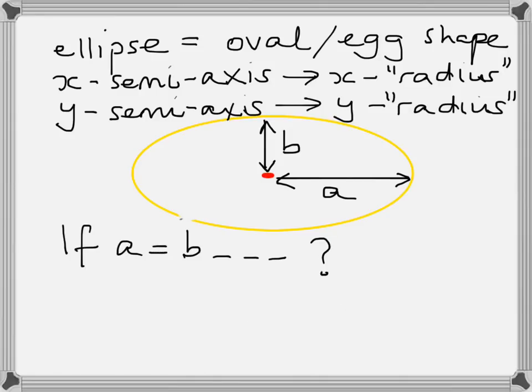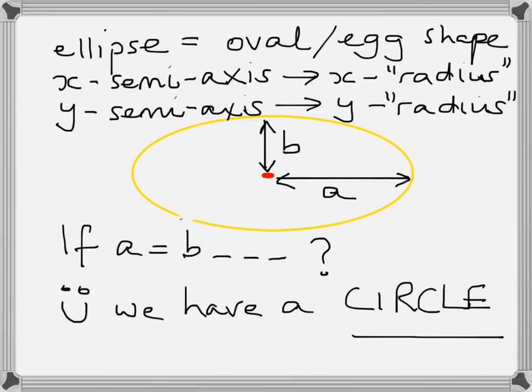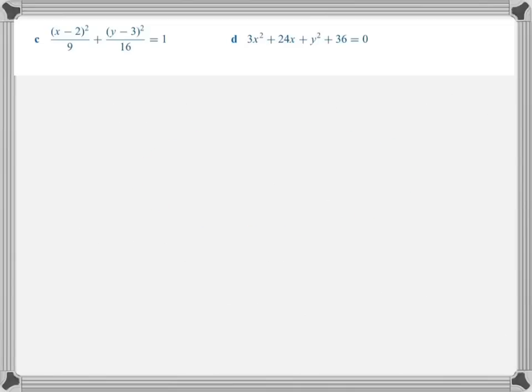So if a equals b, what is the shape? Yes, it is a circle. Okay, I think we've got that now. Let's keep going. Now, I've got two examples there which we are going to sketch the graphs of. The first one is first, and the second one, we'll do later.